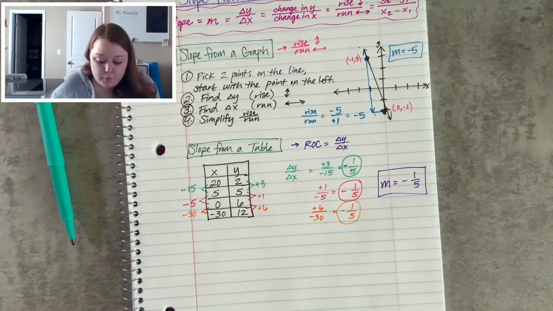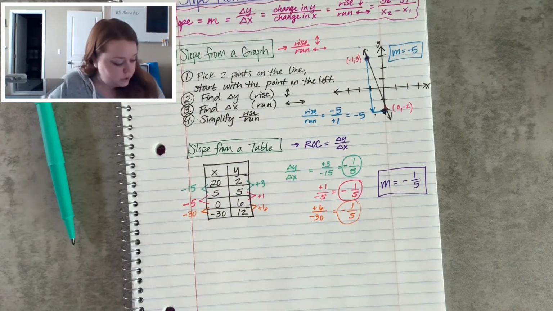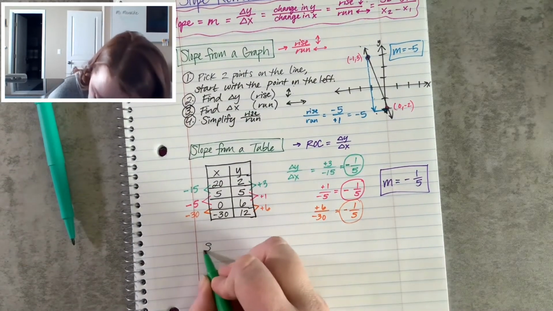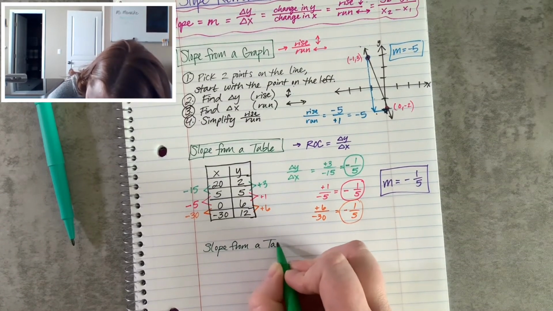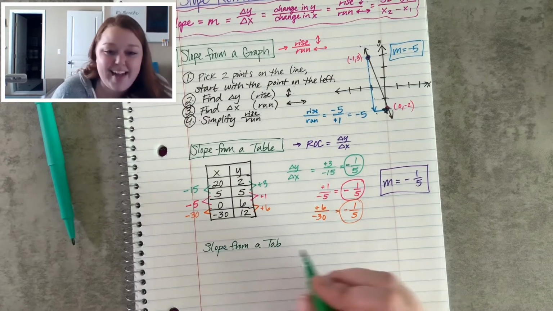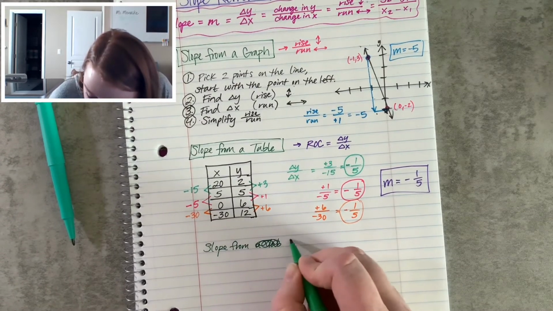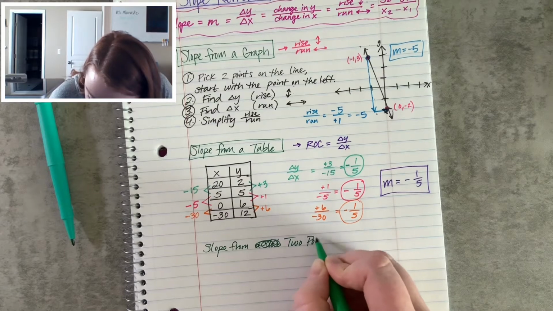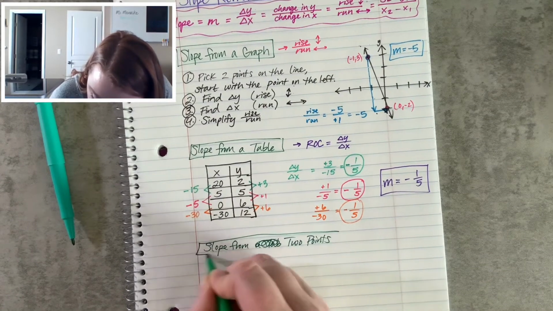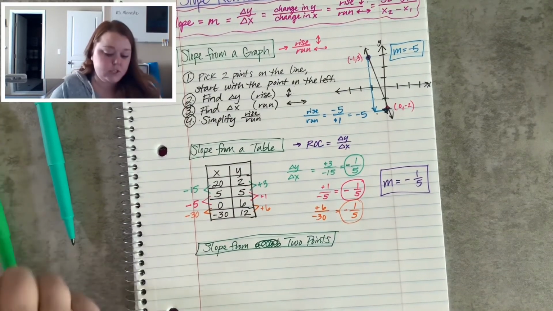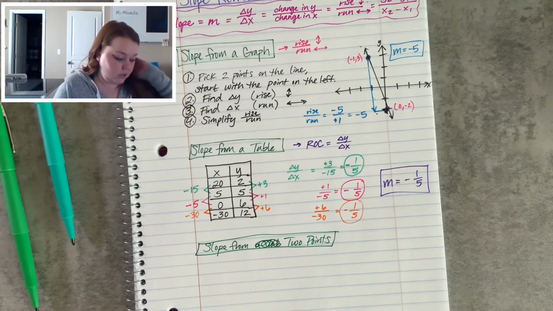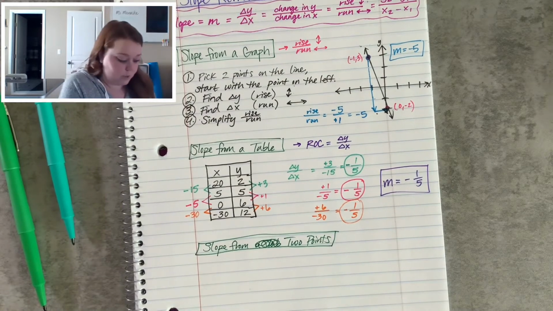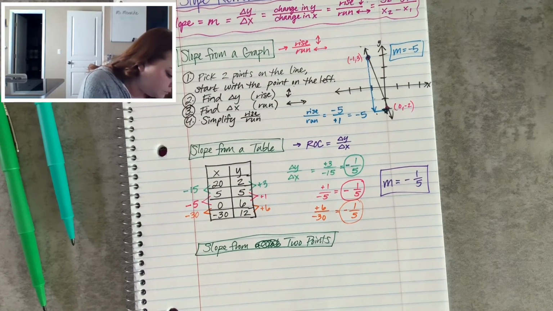Okay. Last one, slope from a table. Oops, sorry. Slope from 2 points. Whoops. We already did the table. Slope from 2 points. So like I give you 2 ordered pairs and you tell me what it would equal. Making a little bit of a change here, sorry.